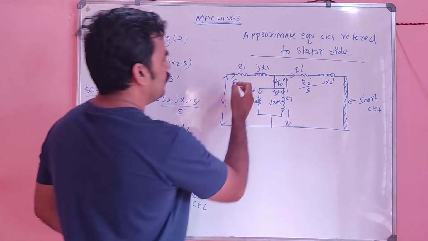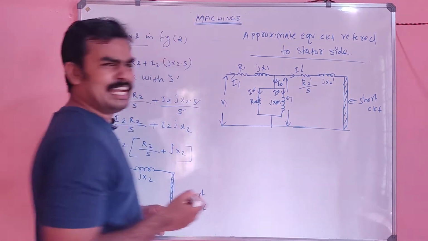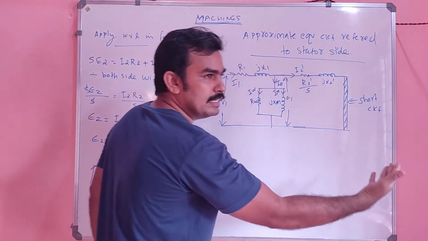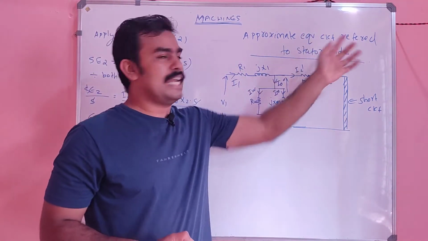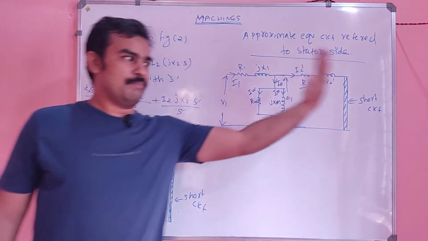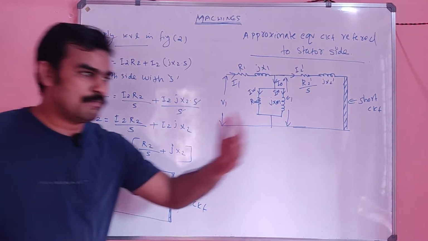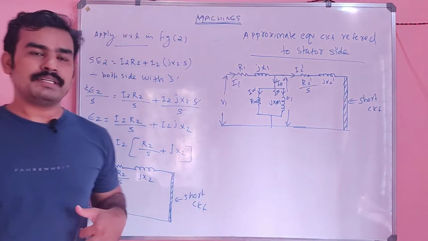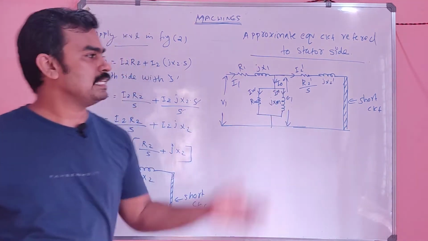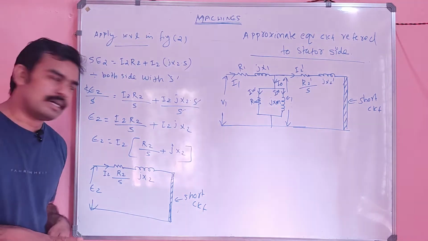Okay, I1, I2, I0 can be split up into IW and IM, I2 dash. Why do I put a dash here? Because we already learned in the transformer that I converted. I am going to refer to the stator side, meaning I have to take the rotor parameters to the stator side, similar to taking secondary parameters to the primary side in the transformer. In the same manner I am going to take the rotor parameters to the stator side. That is why R2 dash by S instead of R2, and instead of jX2 it will be jX2 dash, and instead of I2 it will be I2 dash.